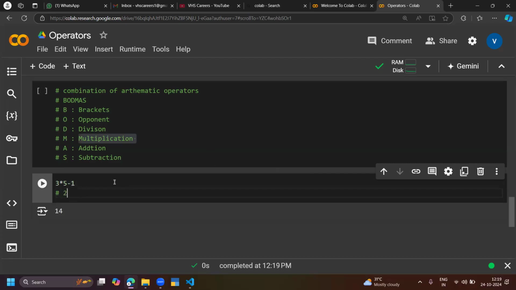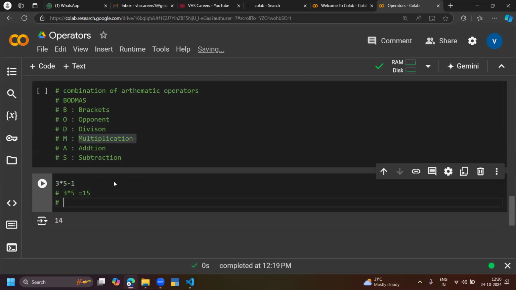3 into 5 is working first. What is 3 into 5, guys? 3 into 5 is 15. And finally, immediately what is happening? 15 minus 1. 15 minus 1 is 14. The output is 14.